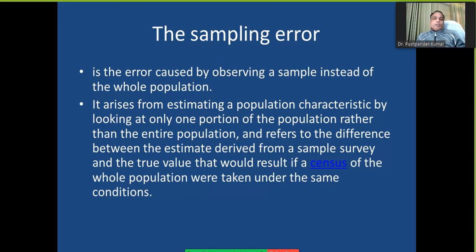So there is always a chance that when you take one sample, then a second sample, then a third sample, you always see a difference. It arises from estimating a population characteristic by looking at only one portion of the population rather than the entire population. It refers to the difference between the estimate derived from a sample survey and the true value that would result if a census of the whole population were taken under the same conditions.